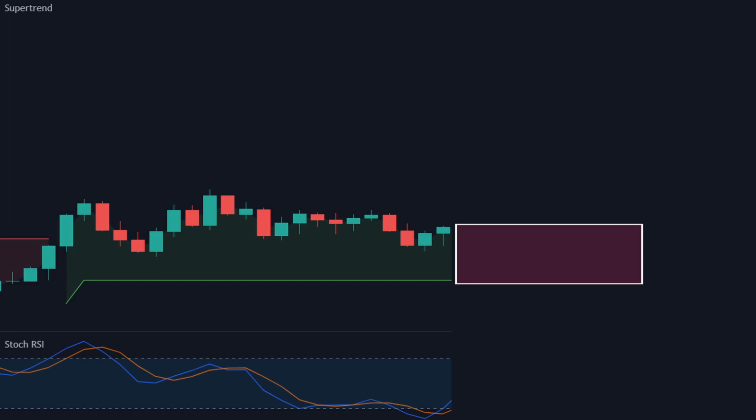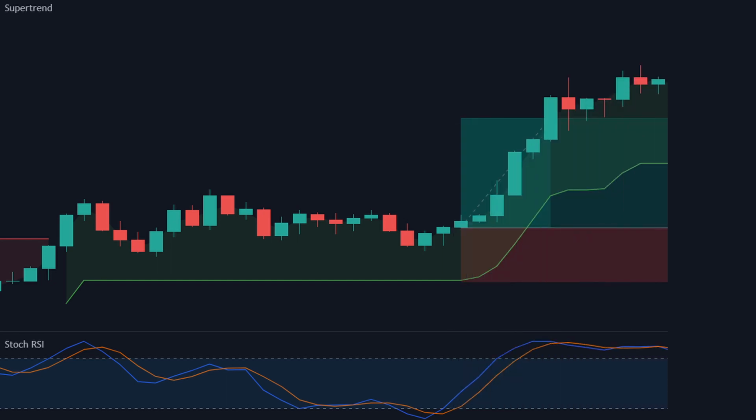Set your stop loss at the Supertrend line. Then set the take profit 2 times above the stop loss. Let's find out the results. This trade turned out to be profitable. What an amazing strategy. We just found a very profitable strategy.